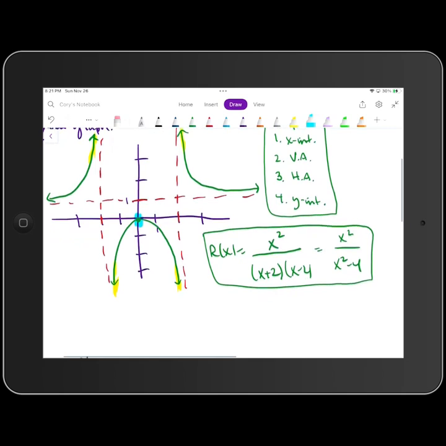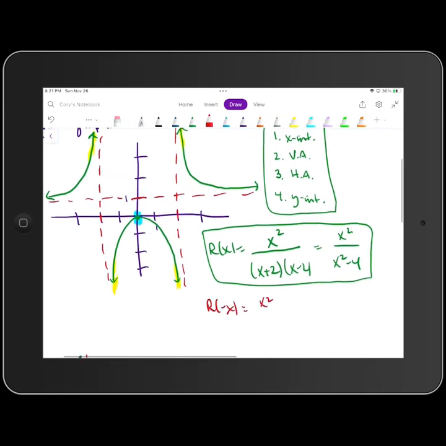Which means that the function is an even function. And if we try testing to see if this function is even, when I take r of negative x, that would give me x squared over x squared minus 4, the original function that we started with, which is equal to r of x, which in fact makes that function even. So that gives us one additional check on top of what we already did to determine the graph of that function.